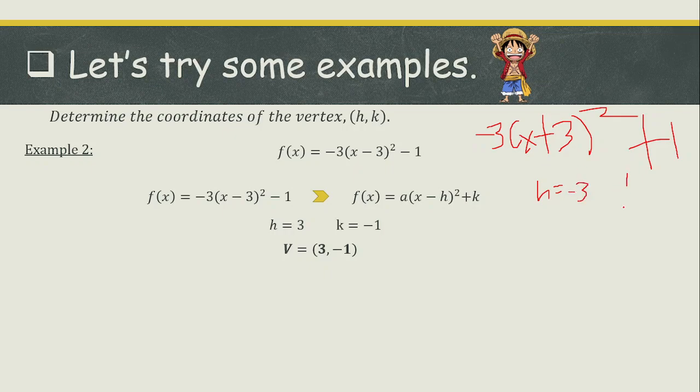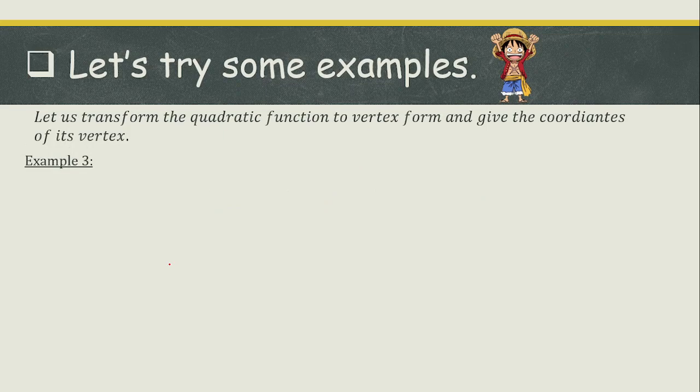Then for k naman, yung k natin dito is plus k originally. Dahil plus pa rin siya dito sa ating example, it means equal siya sa 1. Pero kung naging minus siya dyan, dahil plus siya originally, it means negative dapat siya. So I hope you understood. So let's try example number 3.